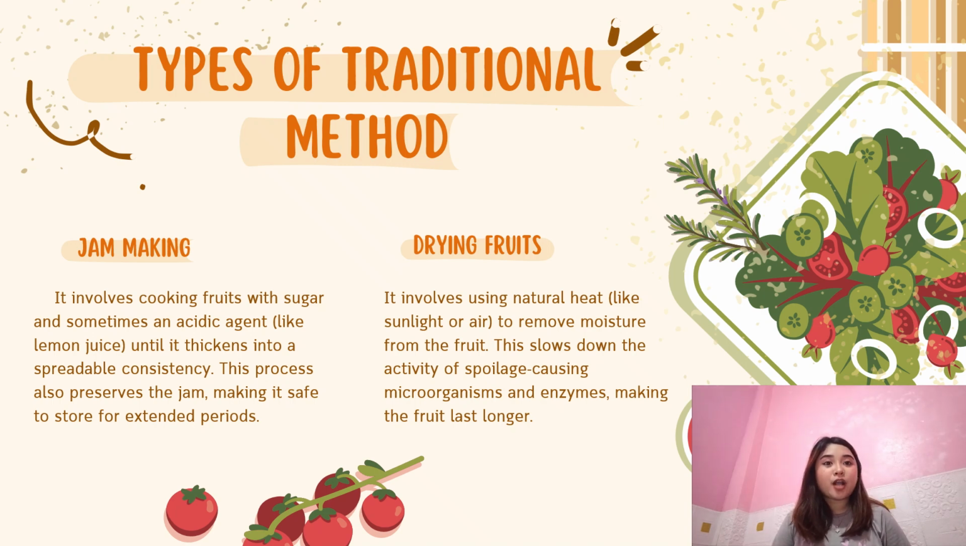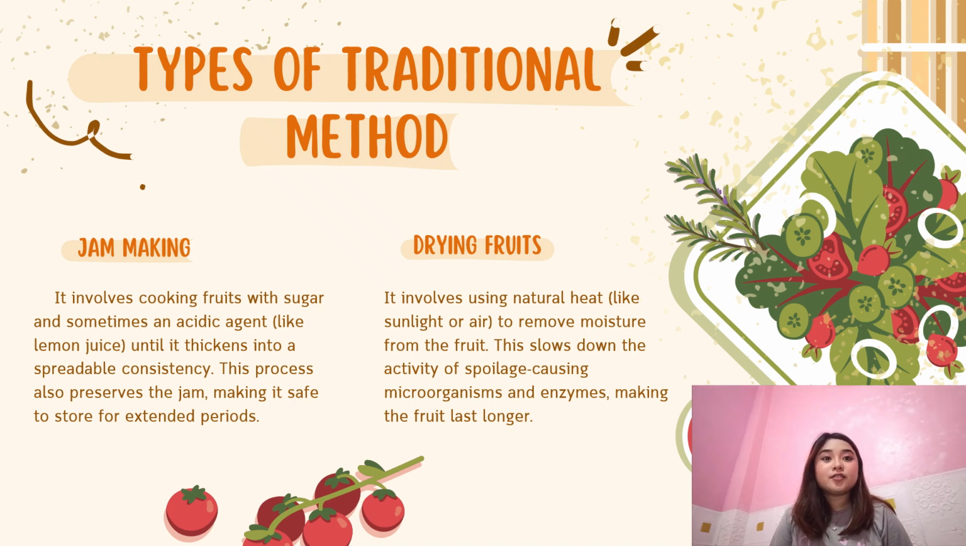So in making jam, we use a jar, right? Now for example, what kind of fruit do we preserve? For example, the strawberry, right? In making strawberry jam, we put the strawberry inside the jar and we put lemon juice and sugar and some kind of acidic agent to prevent the spoilage.